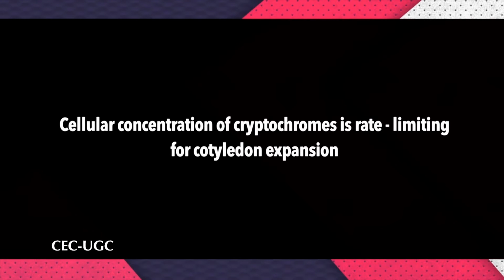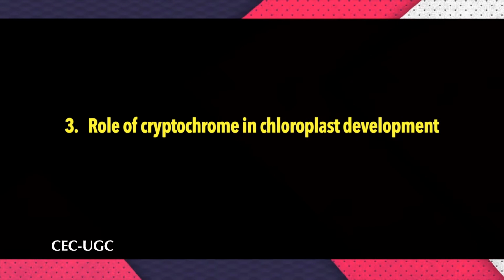Transgenic seedlings overexpressing either CRY1 or CRY2 show larger cotyledons than those of wild-type seedlings grown under blue light, suggesting that the cellular concentration of cryptochromes is rate limiting for cotyledon expansion. The contrasting effect of cryptochromes in inhibition of hypocotyl and cotyledon expansion suggests that different signaling mechanisms are involved in two organs. Number 3. Role of cryptochrome in chloroplast development.